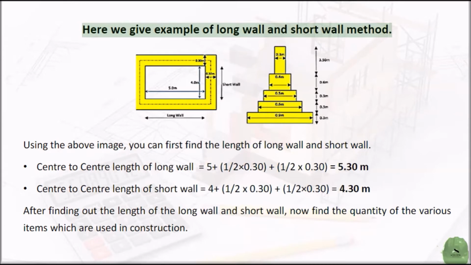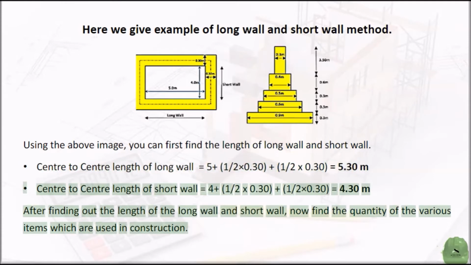Here we give an example of the long wall and short wall method. Using the above image, you can first find the length of long wall and short wall. Center to center length of long wall equals 5 plus 1/2 times 0.30 plus 1/2 times 0.30 equals 5.30 m. Center to center length of short wall equals 4 plus 1/2 times 0.30 plus 1/2 times 0.30 equals 4.30 m.